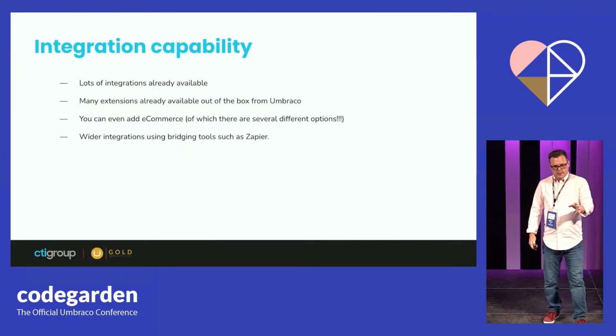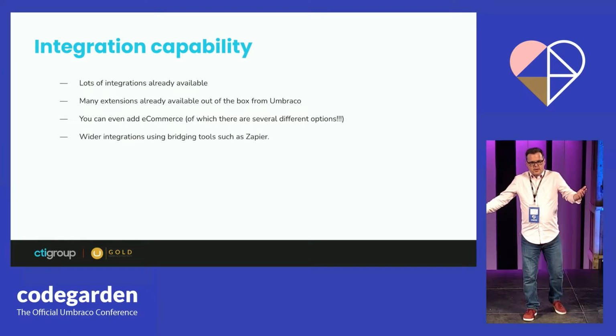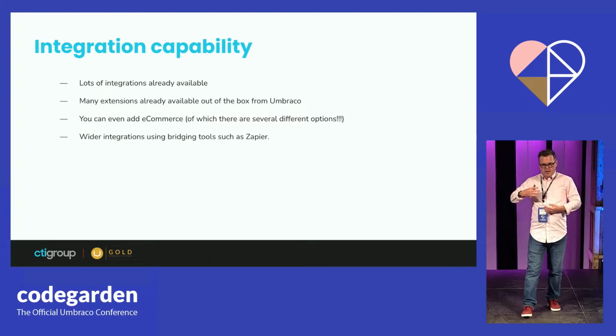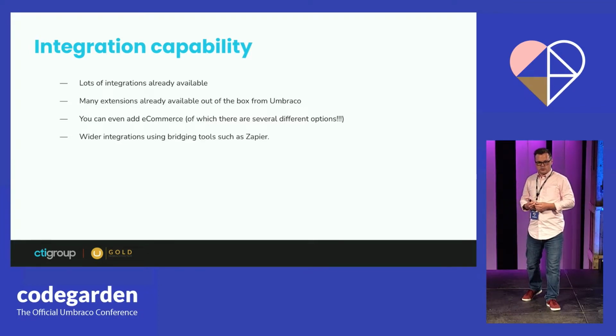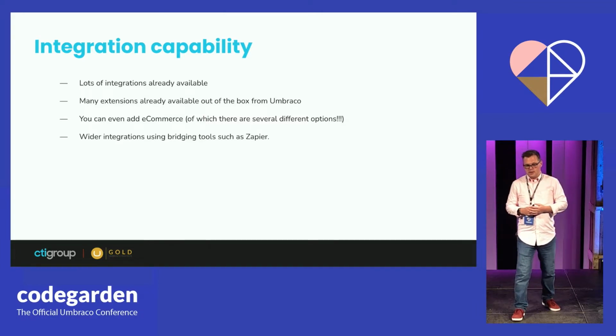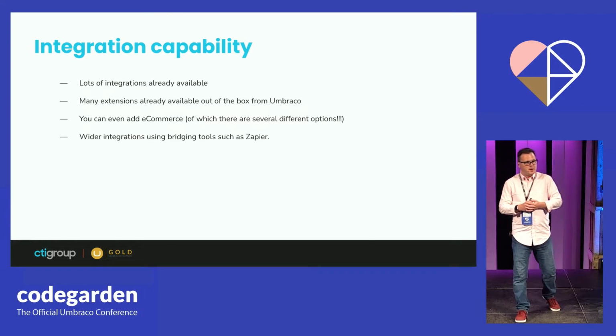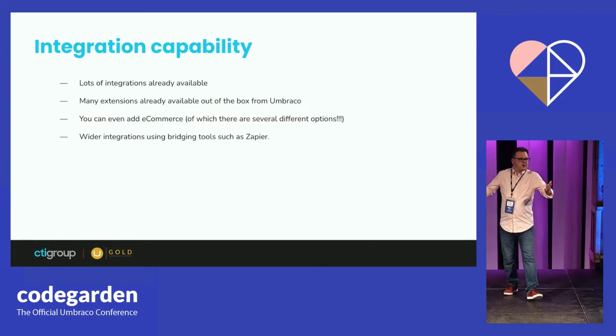So let's just talk a little bit about the integration capability. It's Umbraco, right? So we've got lots of integrations already available. The marketplace is already there. So there's many of those extensions and things we can enable straight out of the box. You can even add e-commerce. You know, there's several different options. E-commerce being one of them, obviously, the best one.